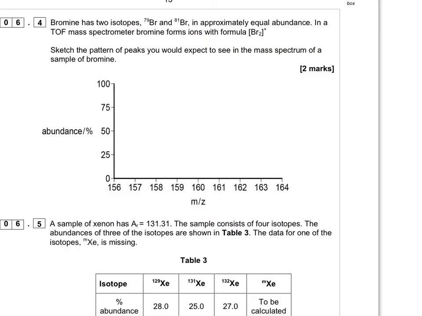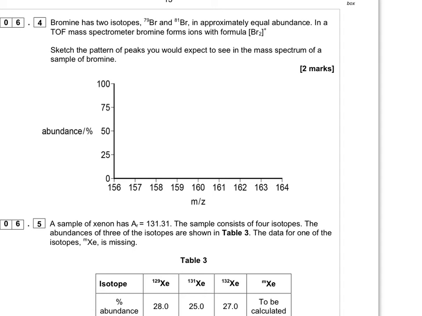Bromine has 2 isotopes, 79 and 81, in approximately equal abundance. In a time-of-flight mass spectrometer, bromine forms ions with the formula Br2. Sketch the patterns of peaks you would expect to see from the mass spectrometer in a sample of bromine.